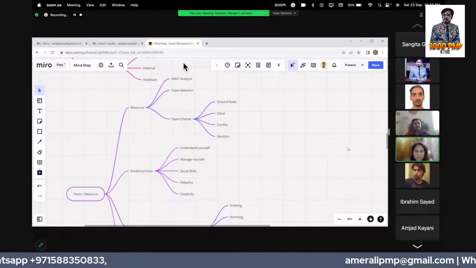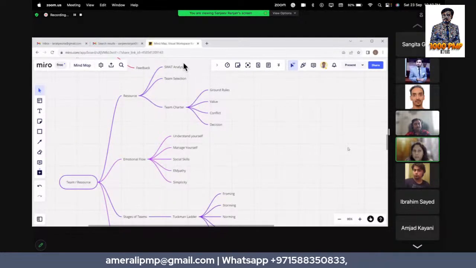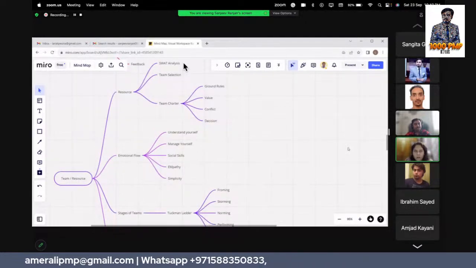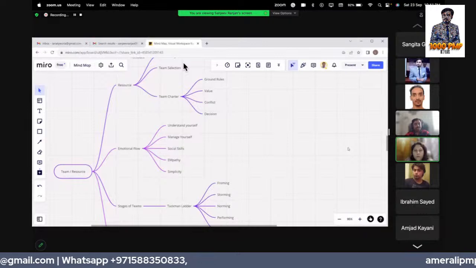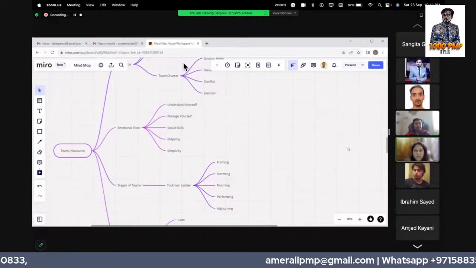We analyze by strength, weakness, threats, positive and negative for the resources. We have the team charter, ground rules, value conflict decision, which will be present in the team charter to help the resource communicate and work.